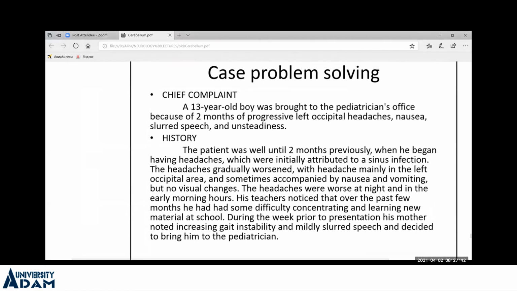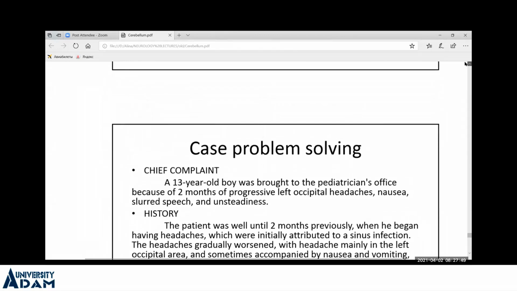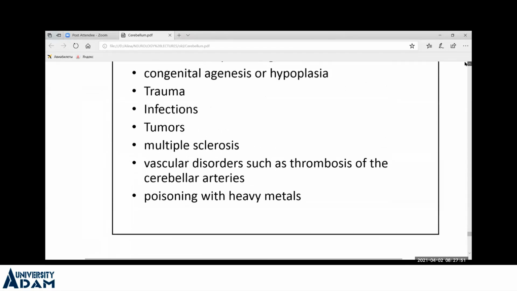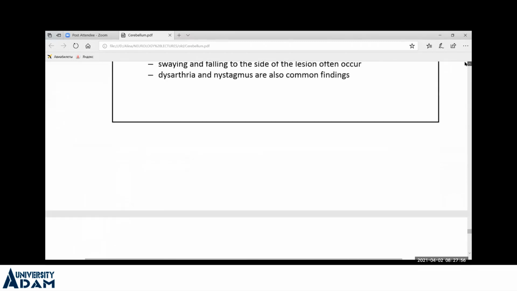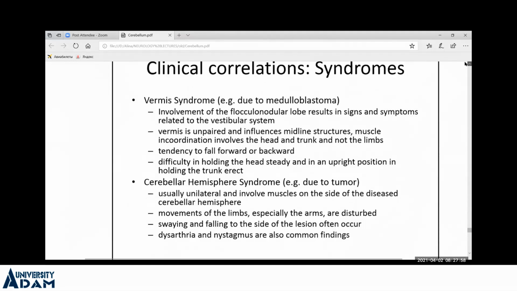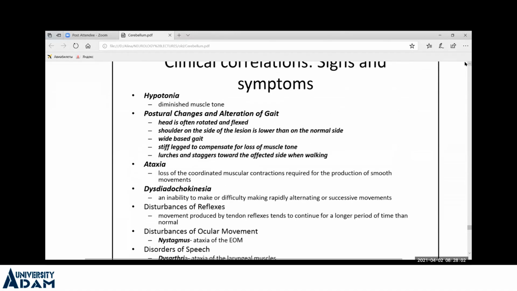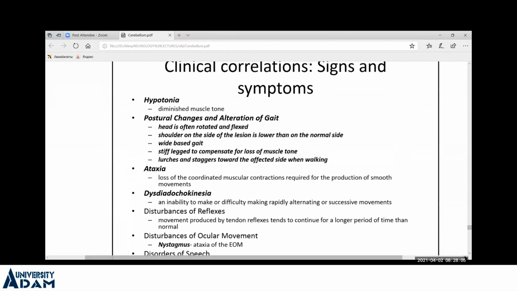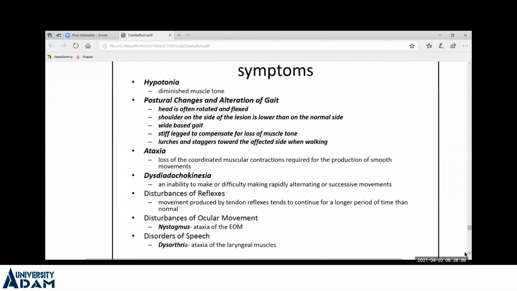Okay, first let's talk about the lesions. What will lead to lesions in the cerebellum? So here you can see clinical correlation, signs and symptoms. So hypotonia, diminished muscle tone, right? So muscle tone will decrease.